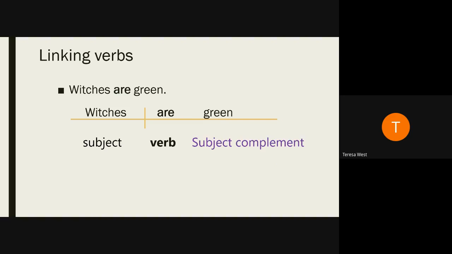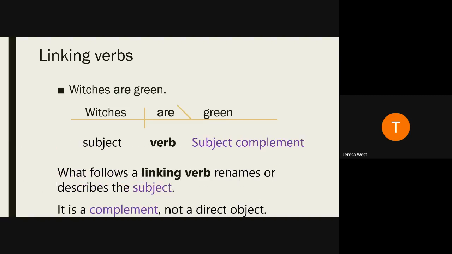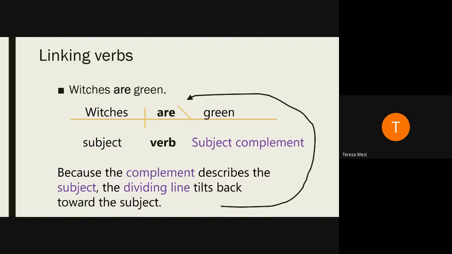So what we do is we draw a backwards diagonal line between the are, the linking verb, and the subject complement green. Okay, so what follows a linking verb renames or describes the subject. Witches are green. It's describing witches. It is a complement, not a direct object. Remember, direct object has a vertical line that goes straight up and down. Subject complement has that horizontal line that's tilting back. A good way to remember, because the complement describes the subject, the dividing line tilts back towards the subject. So it's like green is trying to reach back towards witches because witches are green.